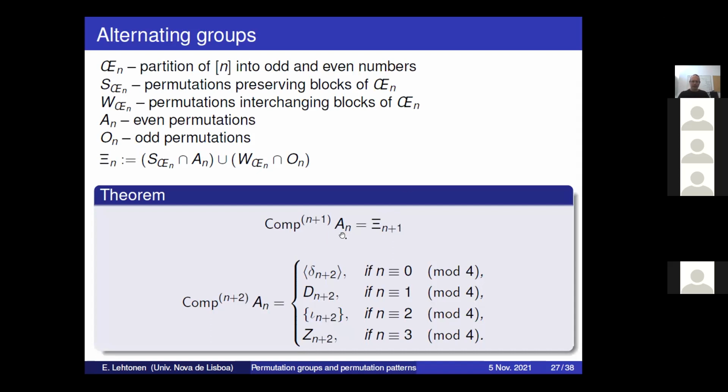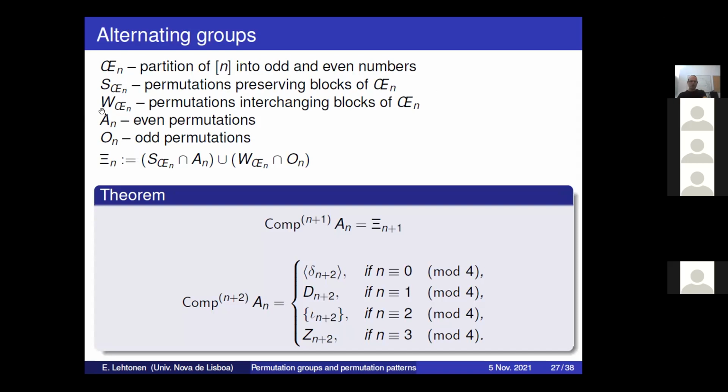The compatible permutations of the alternating group can be described quite in a nice way. So we can take the partition of the n element set into odd and even numbers. So using our notation from the previous slide, S odd even of n is the set of all permutations that preserve odd numbers and preserve even numbers. So they map odd numbers to odd numbers and even numbers to even numbers.